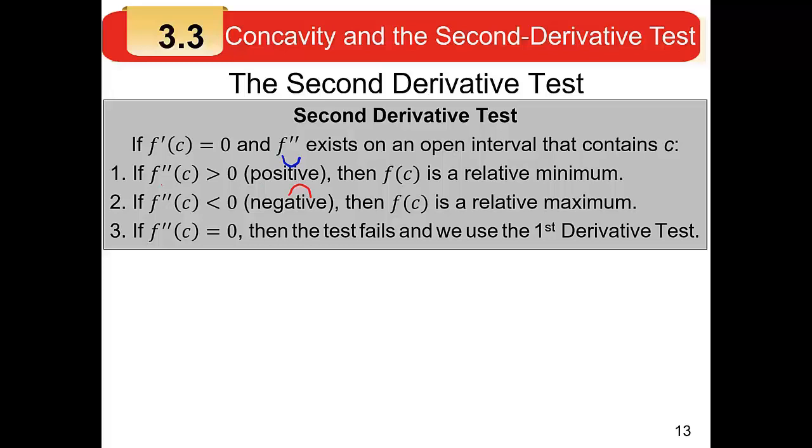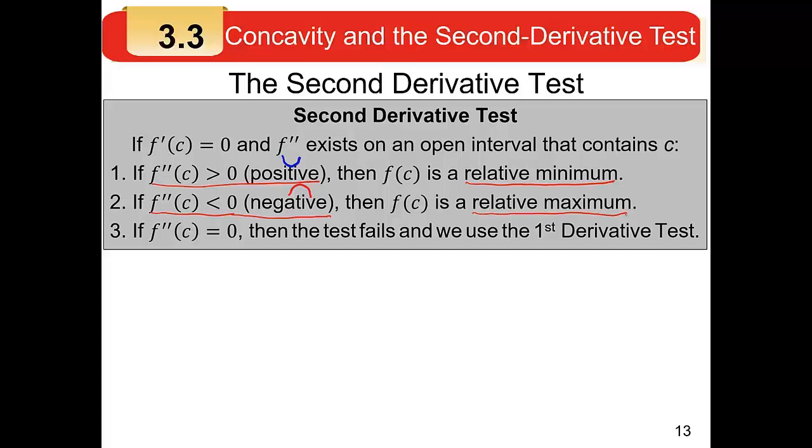So a positive second derivative tells you that you have a relative minimum. A negative second derivative tells you that you have a relative maximum, because the second derivative being negative means you're in an interval where the concavity is down, and if the concavity is down, you're at a maximum.